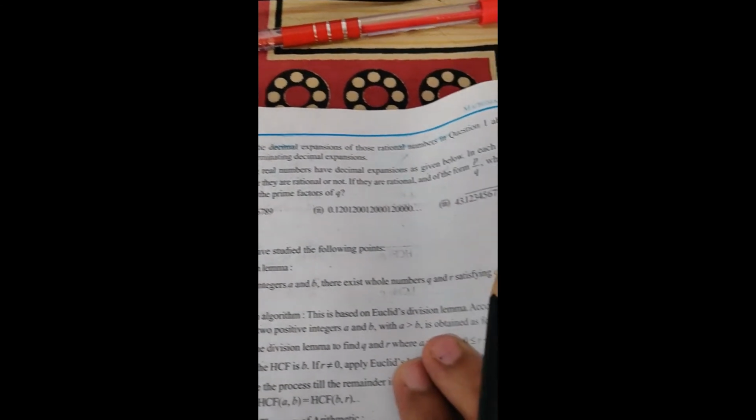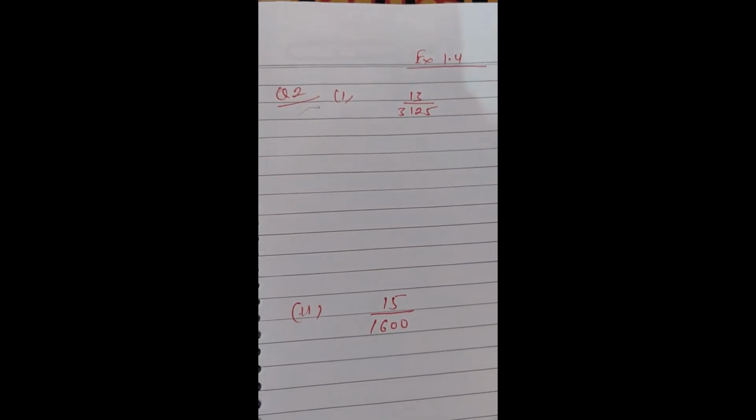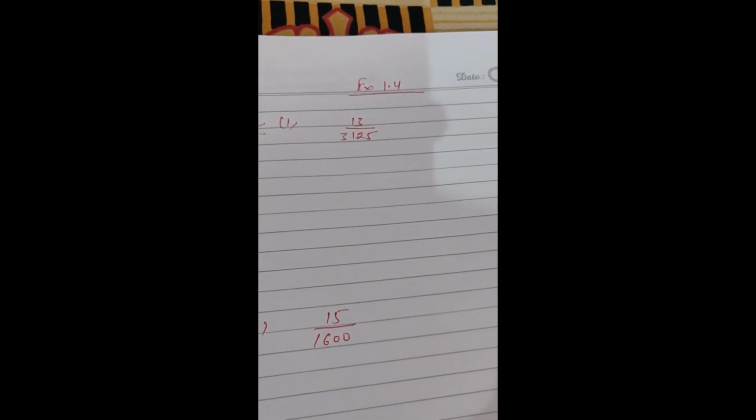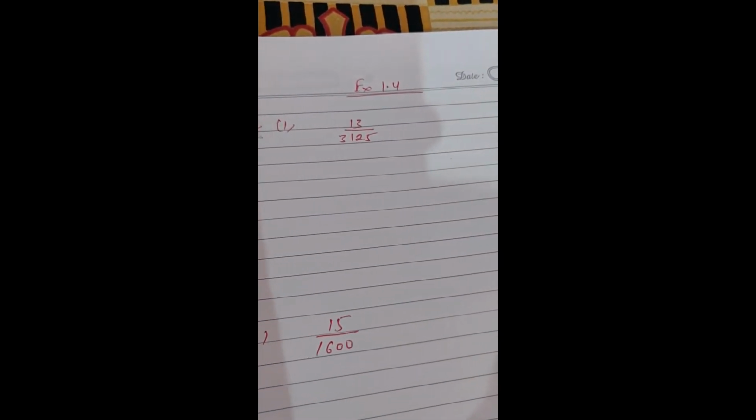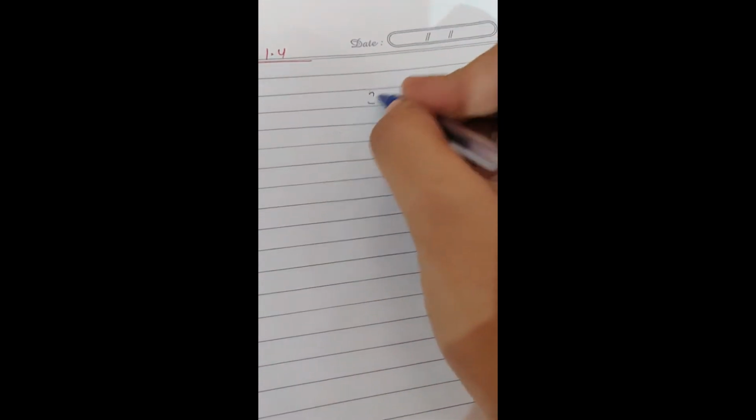Write down the decimal expansion of those rational numbers in question 1 above which have terminating decimal expansion. Now I have already circled which were the terminating decimal numbers. So these were the terminating decimal numbers, out of which I have chosen two. One is 13 upon 3125 and the other is 15 upon 1600. We need to find out the decimal expansion of these. Now for the decimal expansion, we need to find out the prime factorization first.